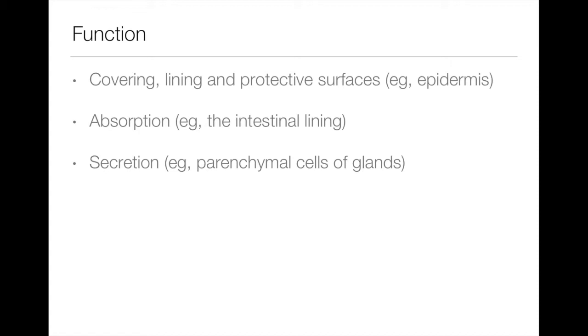Sometimes it absorbs, like in the intestinal lining. As food passes through your intestines, the epithelial tissue absorbs the nutrients and also secretes. The epithelial tissue makes up the parenchymal cells of glands. So it's the main tissue responsible for the secretion of substances.